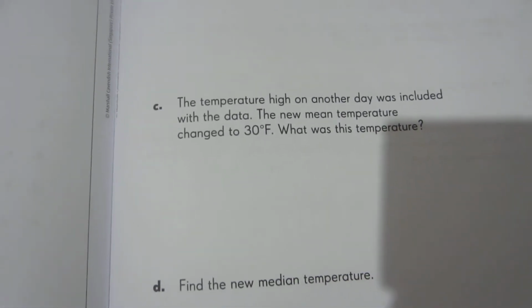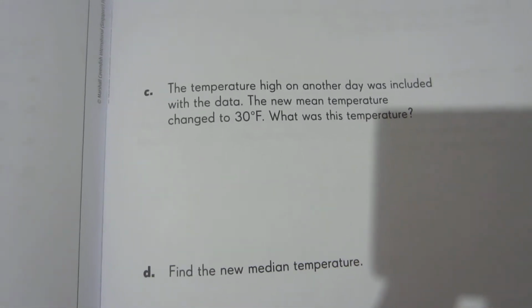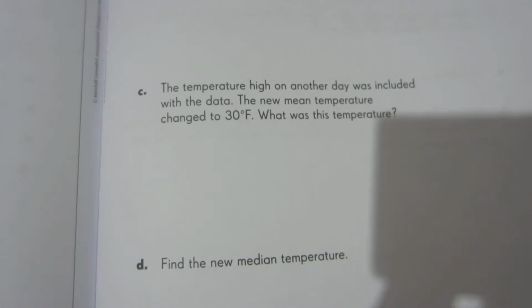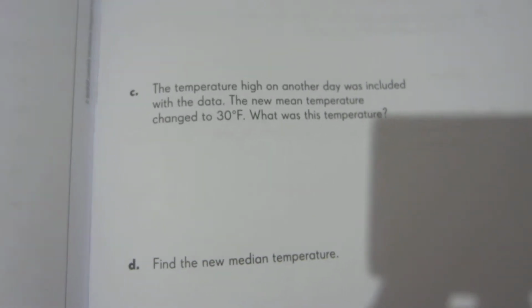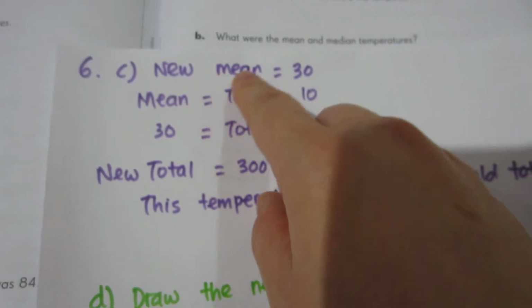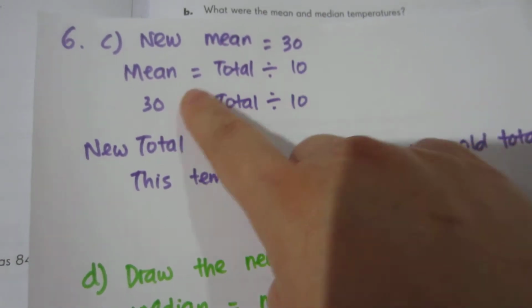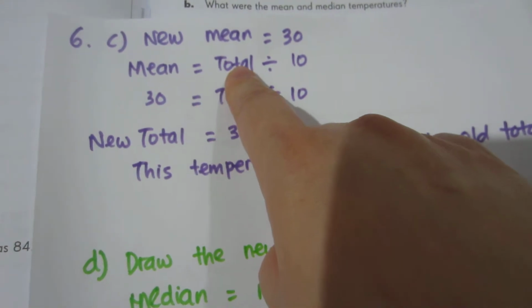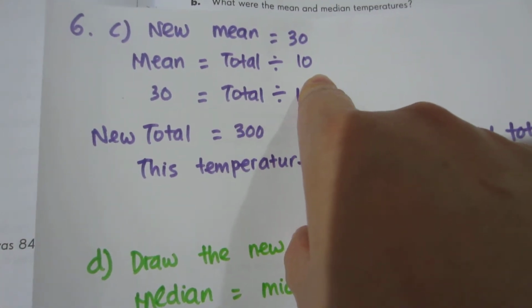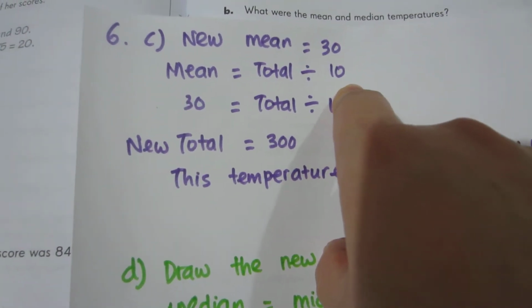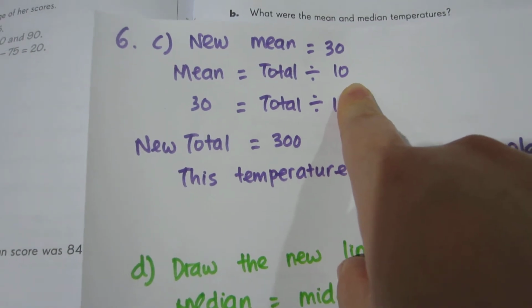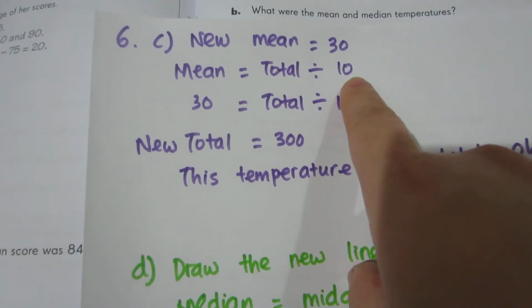The temperature high on another day was included with the data. The new mean is changed to 30. What was this temperature? So now the mean changes into 30. How do we get mean? Mean is the total divided by the number of days. Before, there were only 9 days. Because now add up one more, so there are 10.